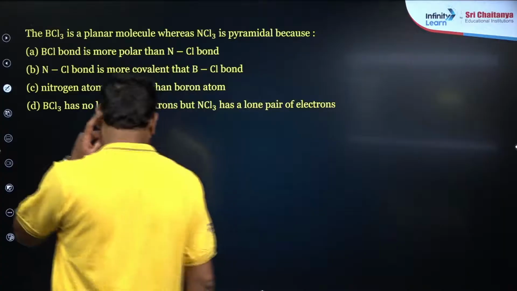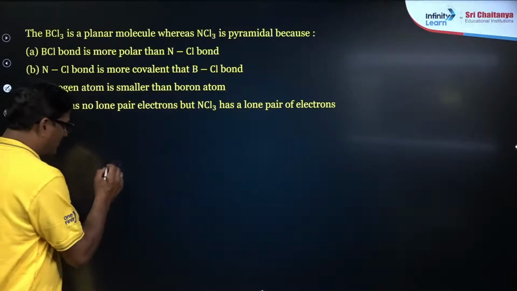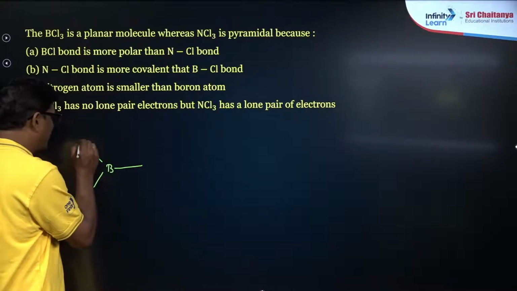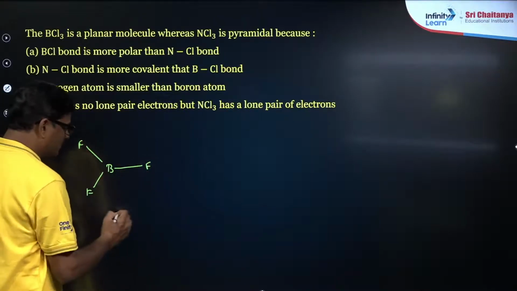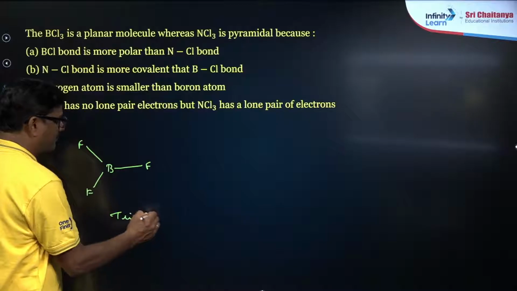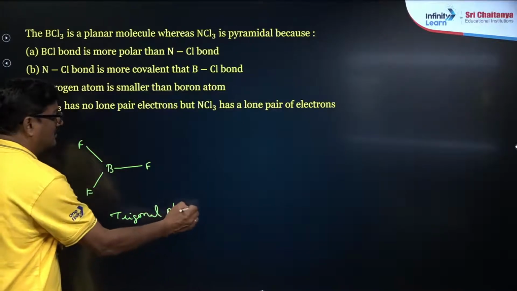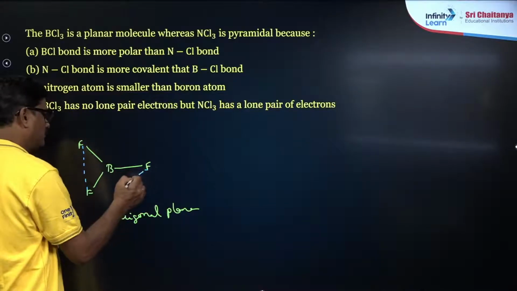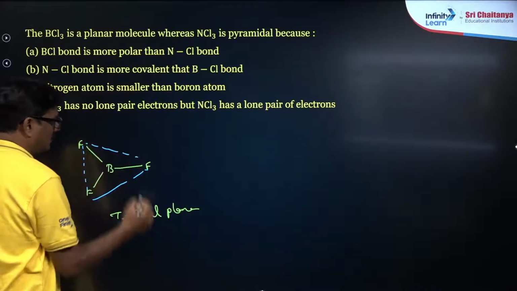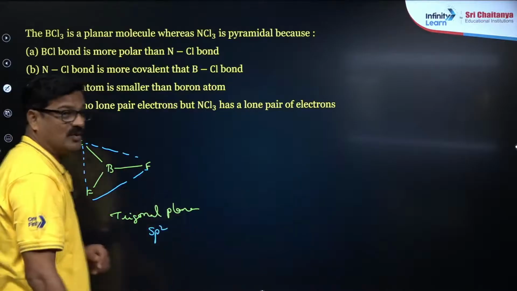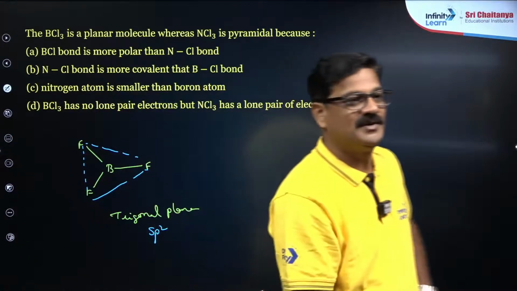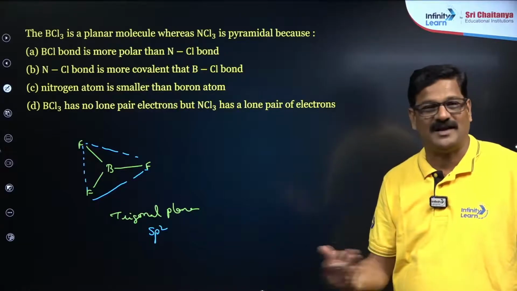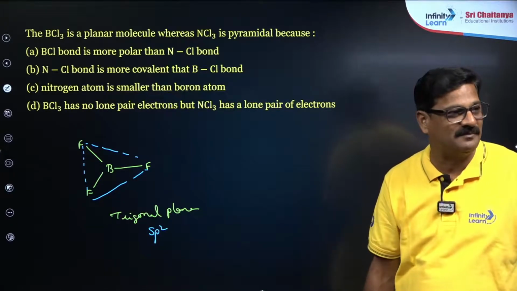So you can see BCl3, boron has no lone pair of electrons. It has sp2 hybridization. It is trigonal planar, and because of this, boron undergoes sp2 hybridization. This is all about total inorganic chemistry questions based on NCERT chemical bonding.